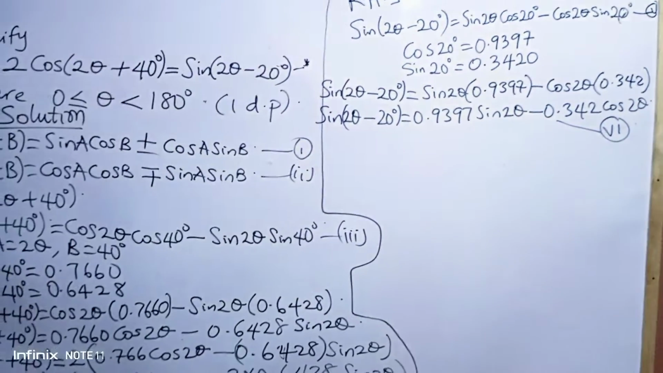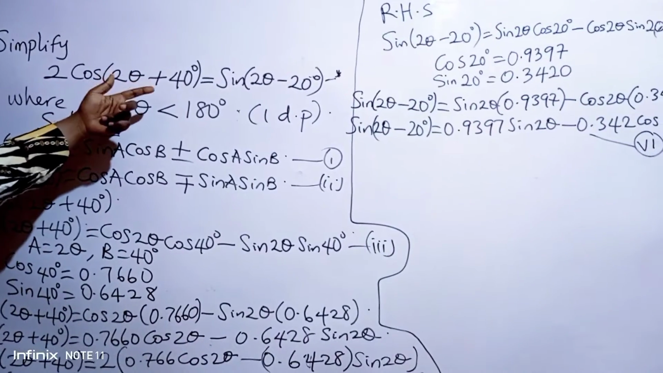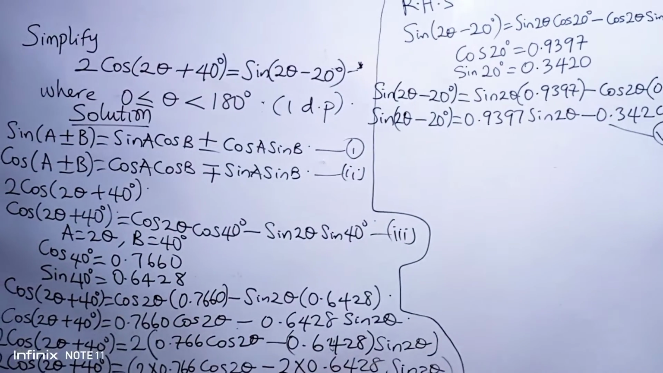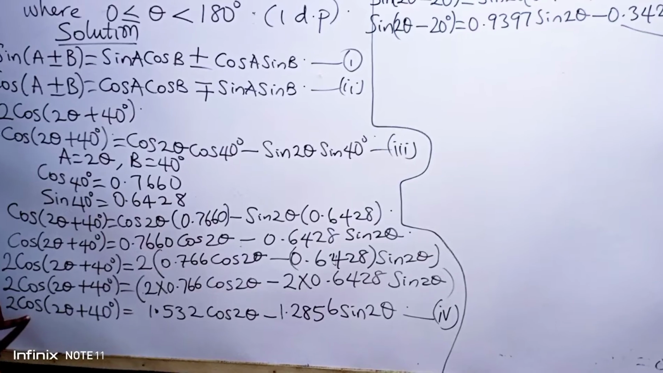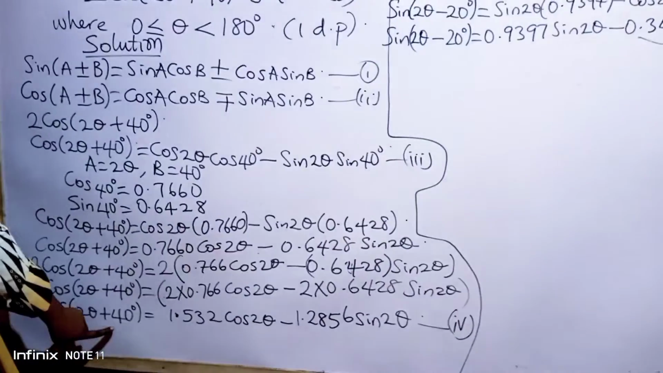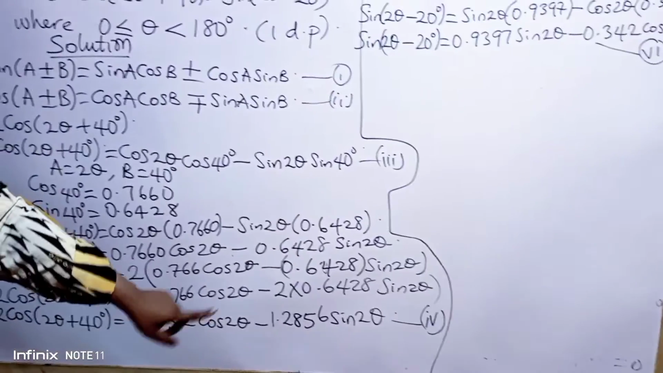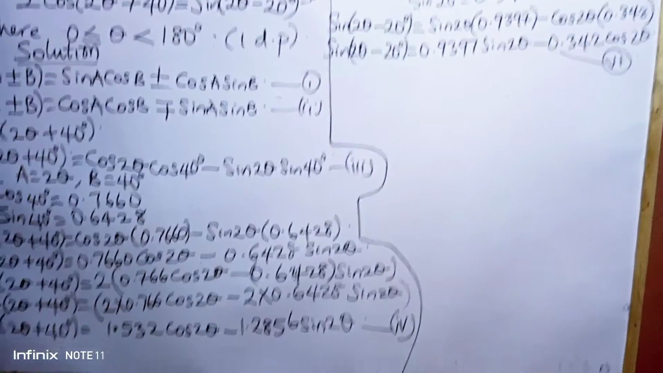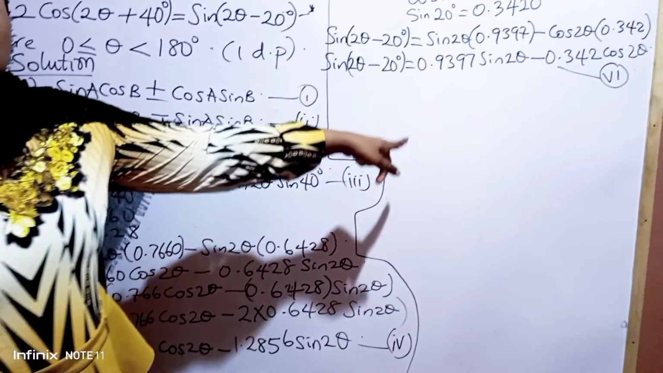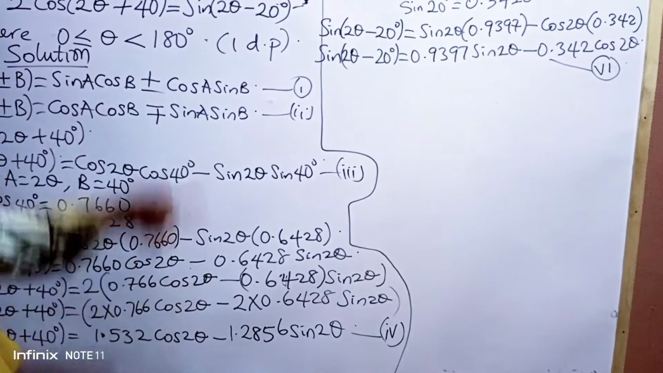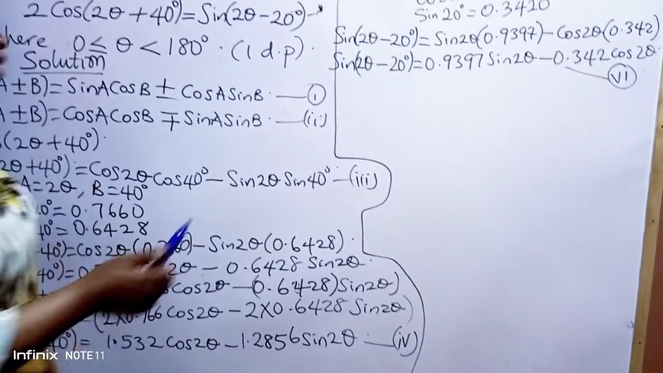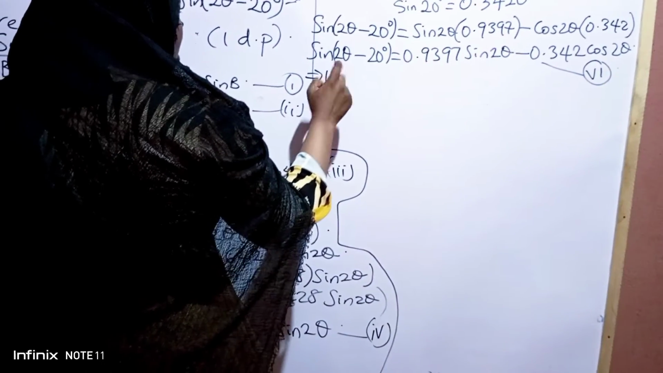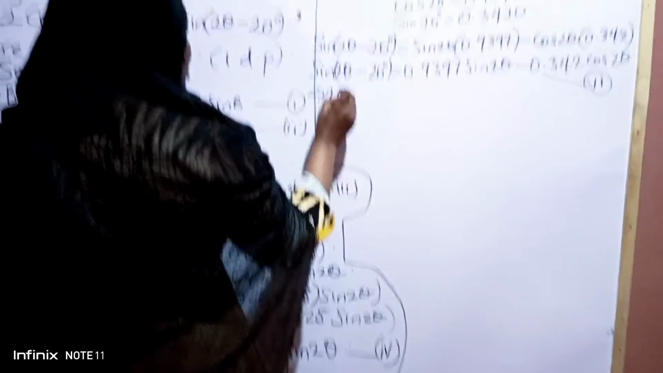Since we have 2 cos of (2 theta plus 40 degrees) equal to sine of (2 theta minus 20 degrees), that means their values are equal: the first one is equation 4 and the second one is equation 6. So we can equate them together since they are equal to each other. So I can now say, let's write it first so that I will not confuse you.